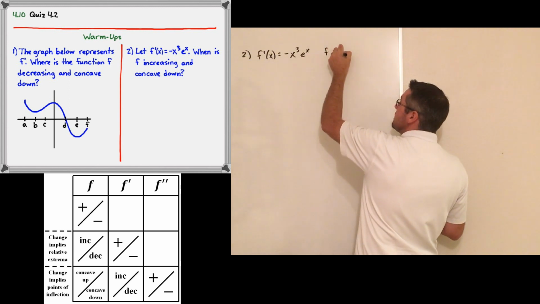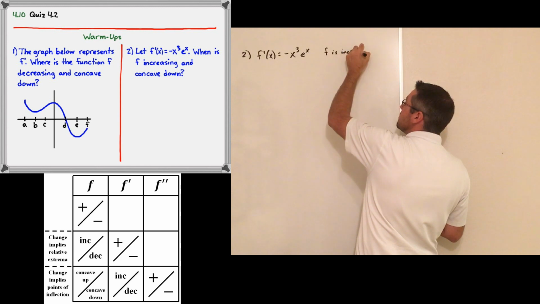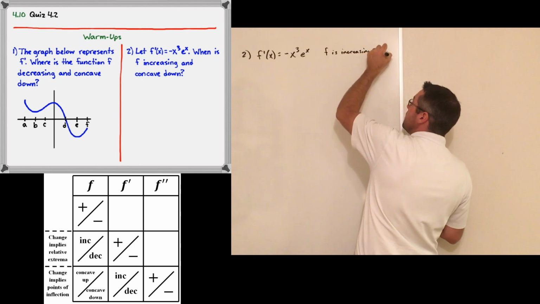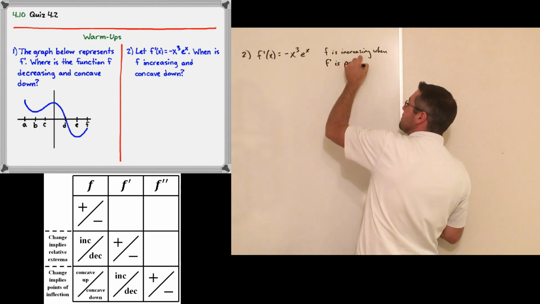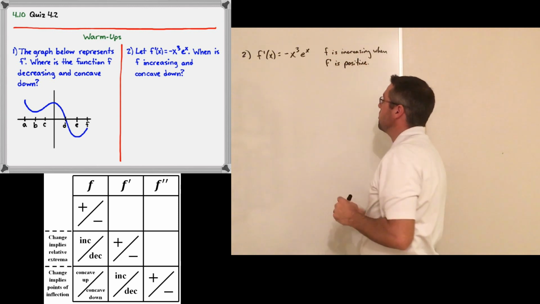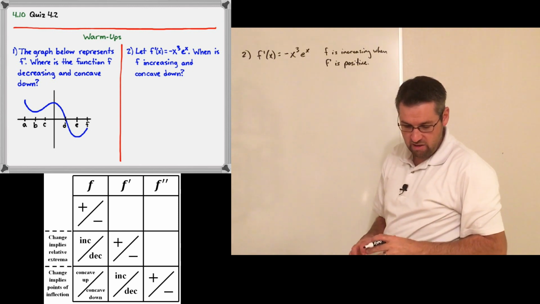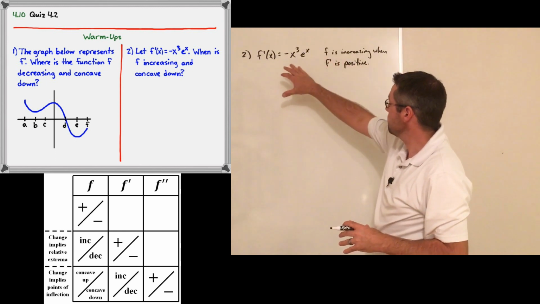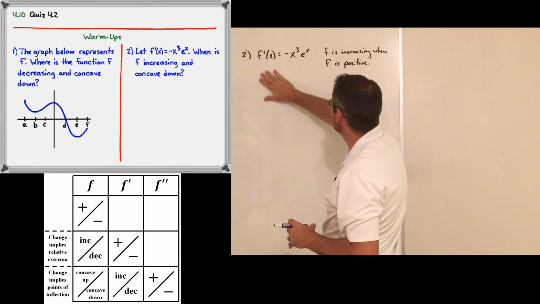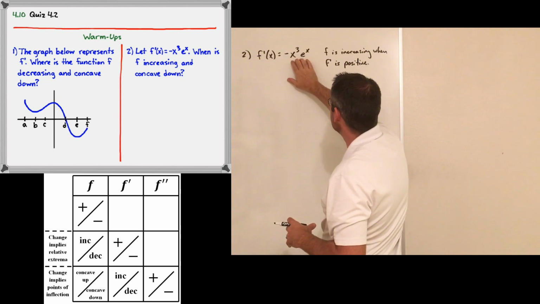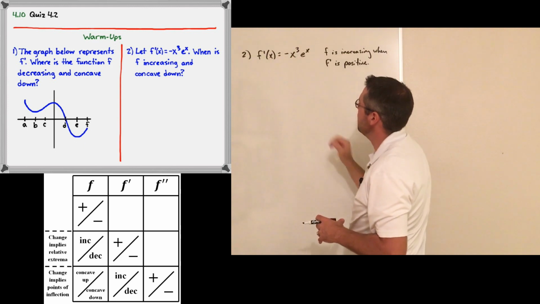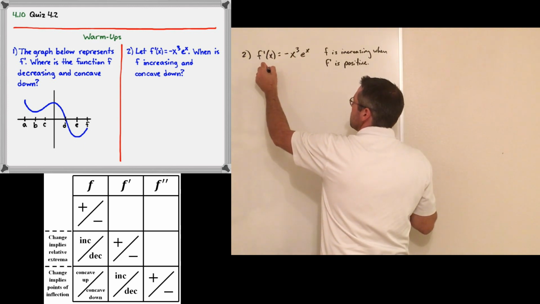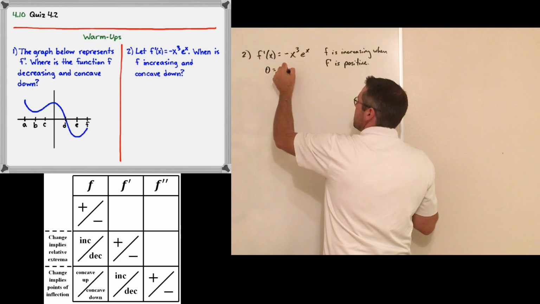f is increasing when f prime is positive. So that's the first part we're going to note. We're looking for when f prime is positive. So since we have the f prime function, we're going to go ahead and figure out when that's positive. And the first step in figuring out when f prime is positive is to set f prime equal to 0. So we'd say 0 equals negative x cubed times e to the x here.